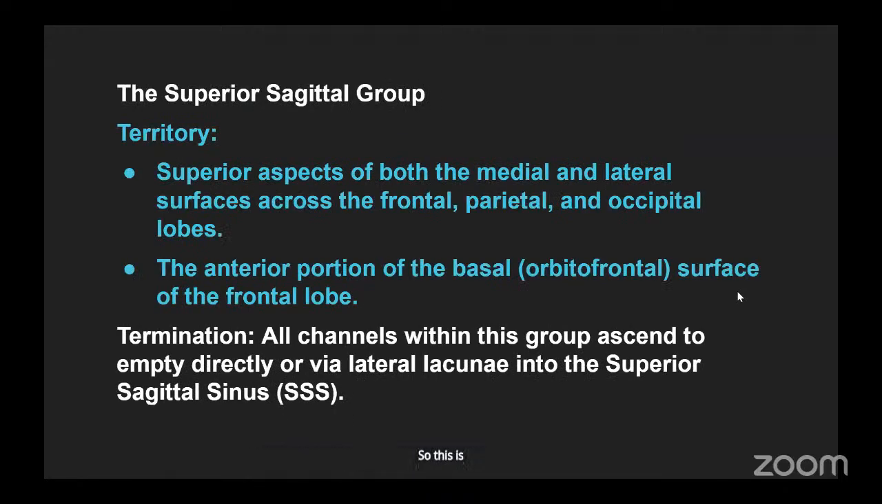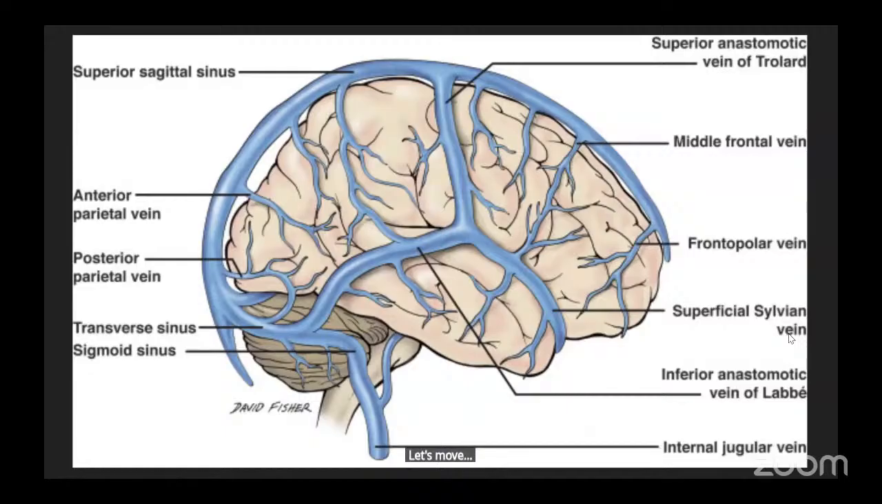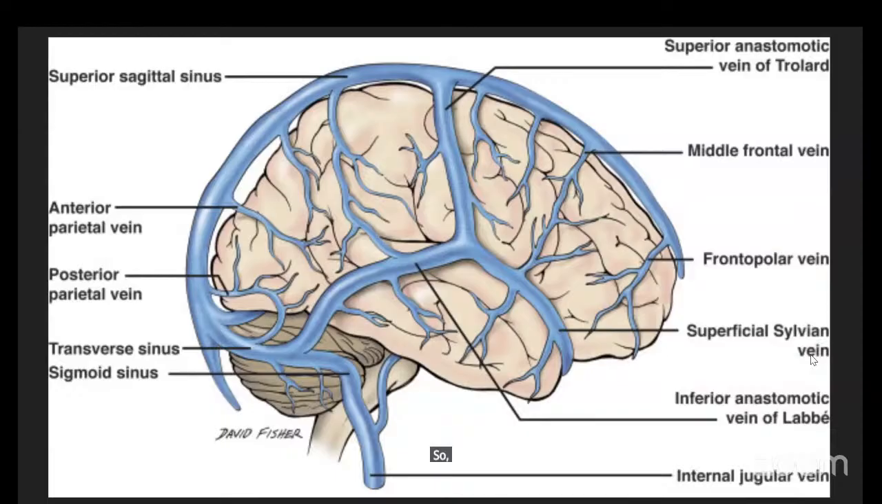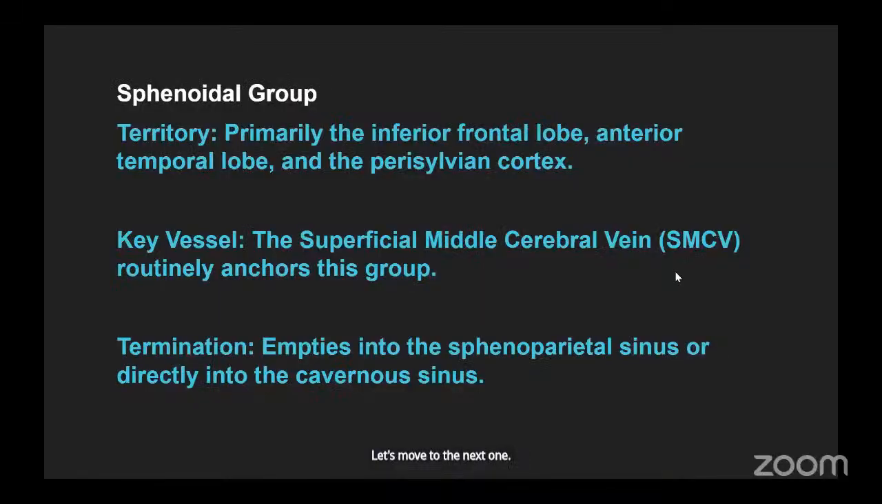Let's discuss this during the superficial venous groups. So this is the superior sagittal group. The territory is the superior aspects of both the medial and lateral surfaces of the frontal, parietal, and occipital lobes, and some portion of the basal frontal lobe as well. All of these terminate directly into the superior sagittal sinus or into the lateral lacunae. We discussed this. Let's move. This is another illustration showing the same thing. So these probably would be considered as the superior sagittal group. Let's move to the next one. We'll come back to that picture.